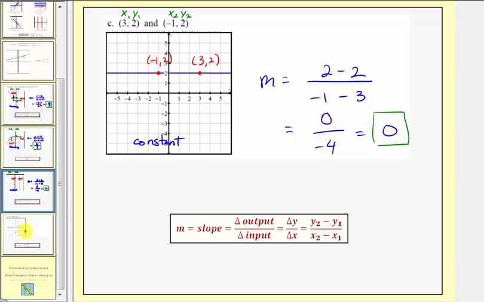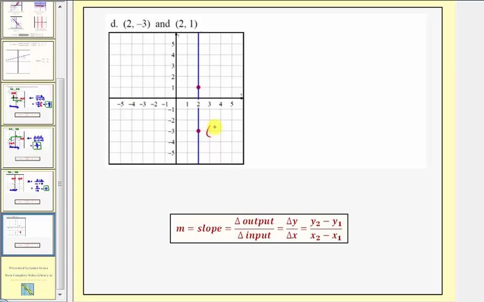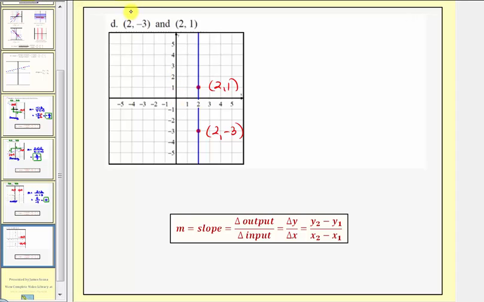And for our last example, we have the point 2, negative 3, and we have the point 2, 1. Notice how this is a vertical line, which means this is not a linear function. And now let's try to find our slope, x sub 1, y sub 1, x sub 2, y sub 2. So the slope m is equal to y sub 2 minus y sub 1, that's 1 minus negative 3. And then we have x sub 2 minus x sub 1, that's 2 minus 2.